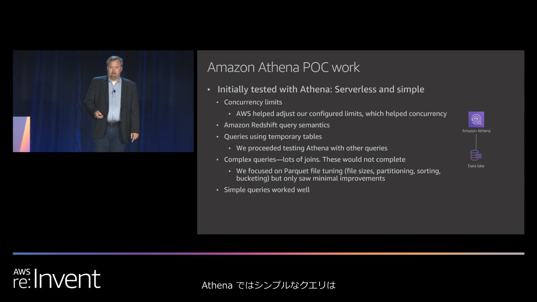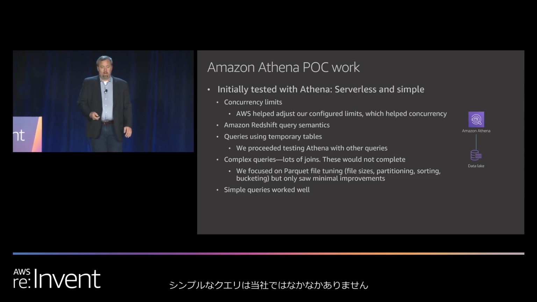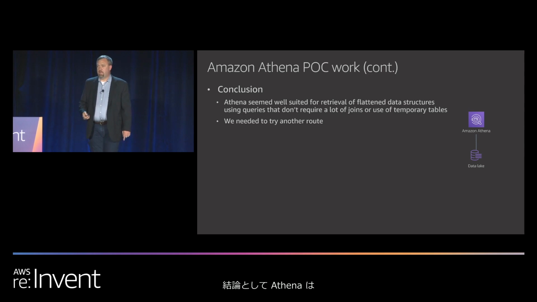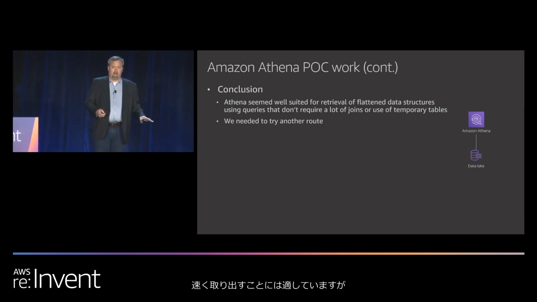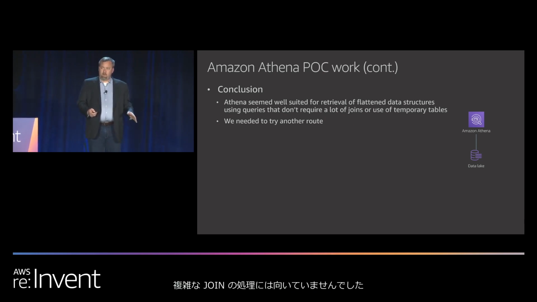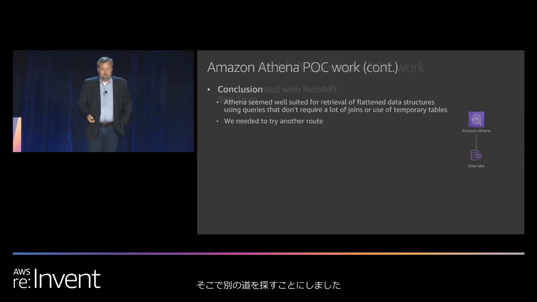One thing we noticed about Athena was that simple queries worked really well and really fast. So we liked that, but we didn't really have that many simple queries sitting around to run. So our conclusion was that Athena seemed very well suited for quick retrieval of already flattened or denormalized data, but was not well suited to handle our complex joins that were part of our ecosystem. So we decided to try another route.